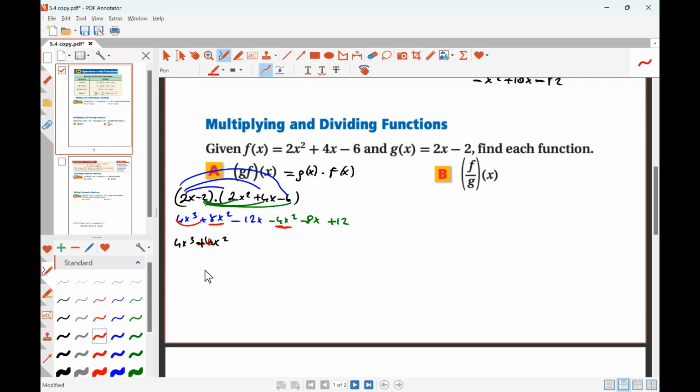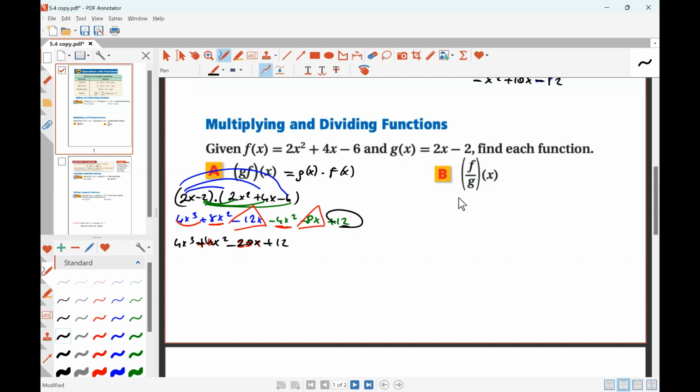And what else? I have x's. What are the x's? Negative 12x and negative 8x. Combine them. It makes negative 20x. What about constant? Do you have any constant? I have 12. So let's just use 12. It is alone, nothing to add or subtract. So that's the result written in simplest form. This is how you multiply them, just by doing distribution.